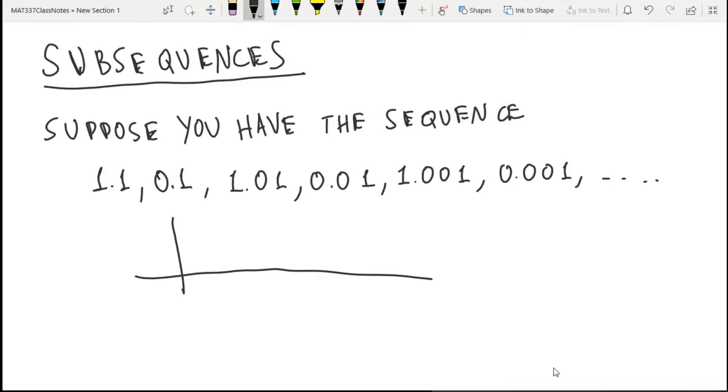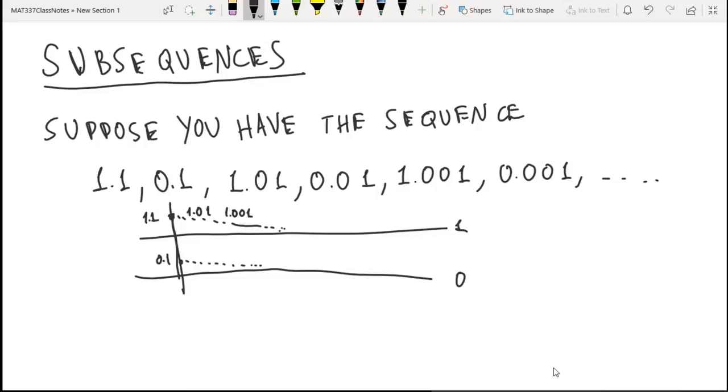1.01, 0.01, 0.01, and so on. So let me plot this. It's kind of weird. So this is 1.1, this is 1, this is 0, and it goes like this. So this is 1.01, 1.001. And then we have another one from 0.1 that goes down like this. So this is An.